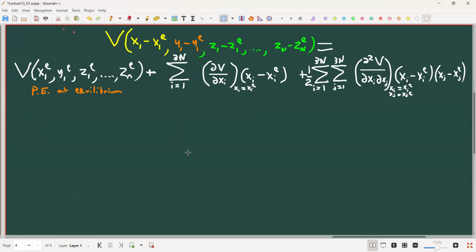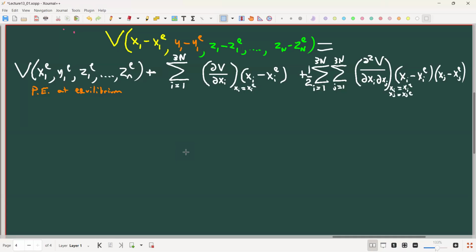I know it's ugly, but we can make some simplifications to this. First of all, I can say that the potential energy at equilibrium is just 0. That's the ground state. It's the lowest possible energy for the molecule. Remember what I said to you guys, molecules like to be lazy. They like to be at the lowest possible energy.